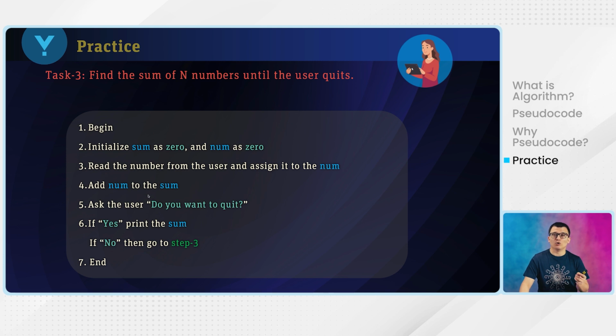So we will repeat it over and over again until the user enters yes for this question, do you want to quit? Once the user enters yes, then we will just display the sum. Then the program will end. Okay. So once we have the pseudocode, we will be able to debug our code and catch the mistake without even writing it. Okay, because in the pseudocode we do have the clear explanation of each step of what we're supposed to do.